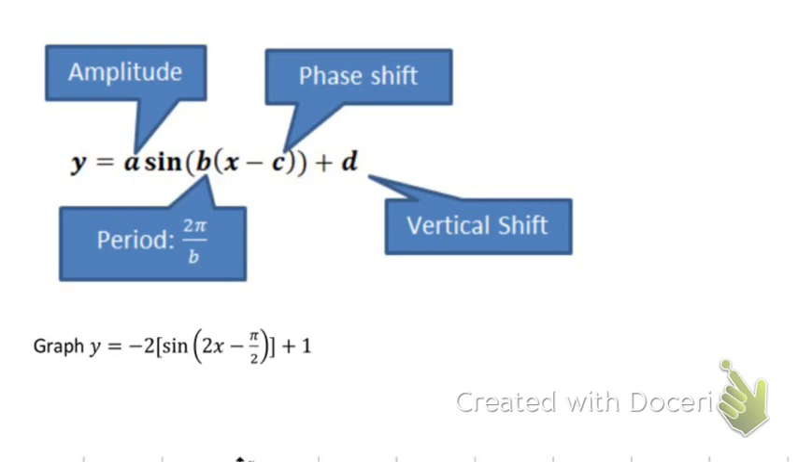The b affects the period. c is our phase shift. Don't forget your phase shift actually goes kind of the opposite direction it looks. So if this is x minus 3, it'd actually go right 3. If it was x plus 3, it would go left 3. Up, down is just what it looks like. If it's plus 2, it goes up 2. If it's negative 2, it goes down 2.